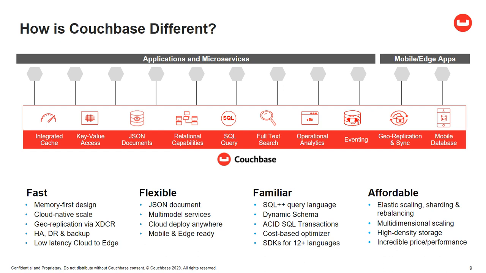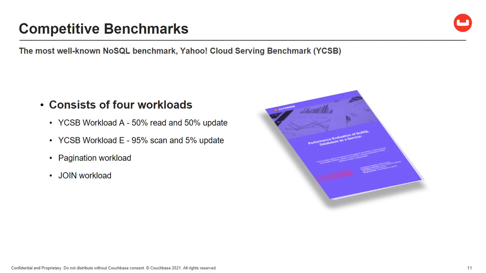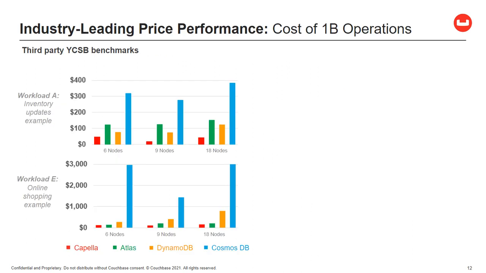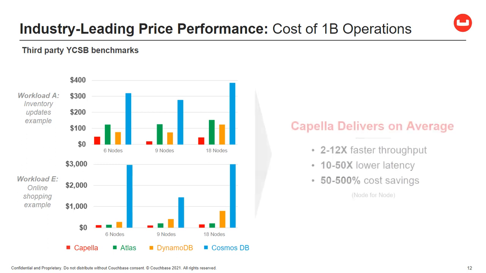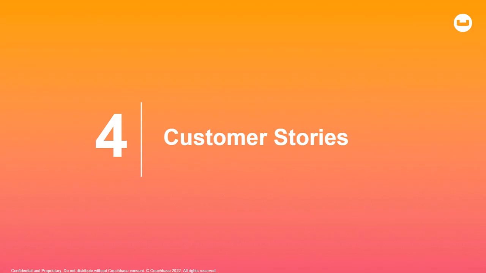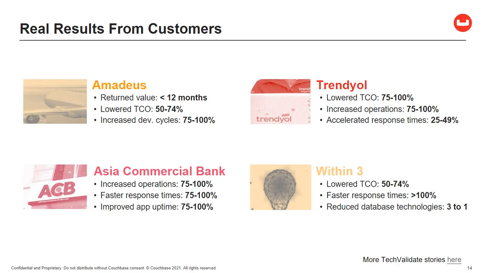So I'm going to run through the last few slides. Basically, they talk about performance and how Couchbase performs in the YCSB benchmarking. We outperform our competitors tremendously. The last few slides talk about customer stories. So I'm not going to get too detailed into those stories. Again, this presentation is going to be available after the session, so folks can go back and take a look at the particular details on these customer stories.